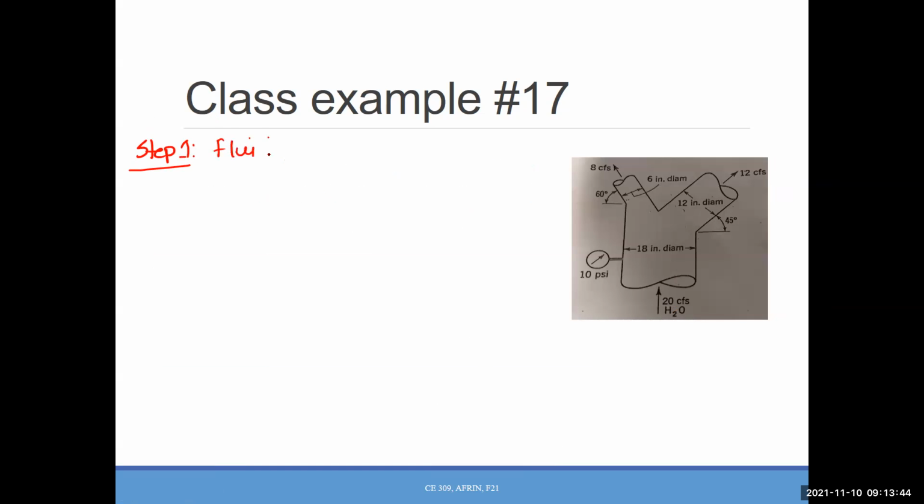So the first step is what? Fluid description, right? For fluid description, we need to identify the flow type and the fluid type. So that's what we will do. So the flow type, steady flow.